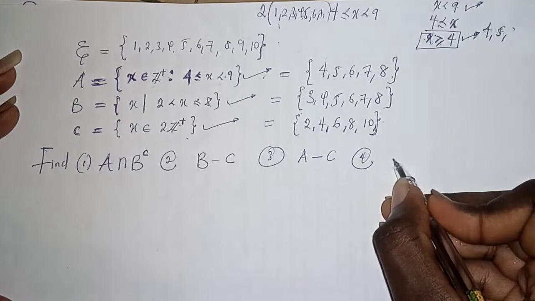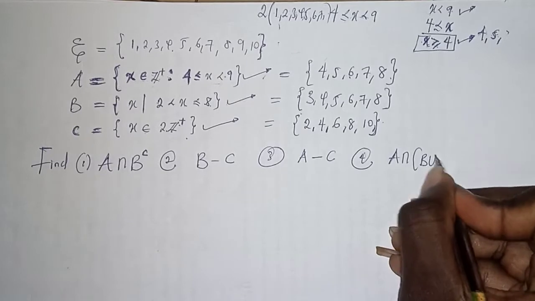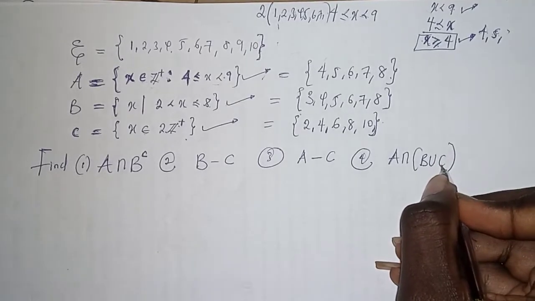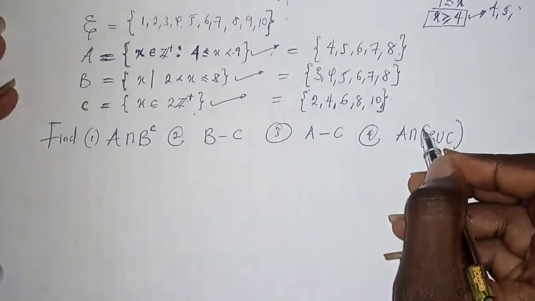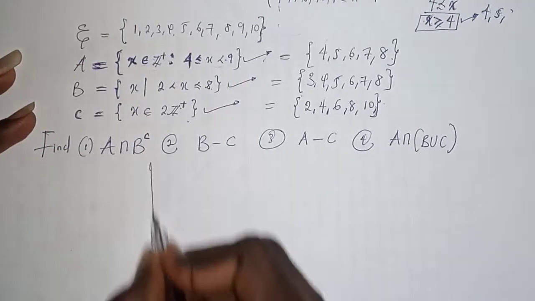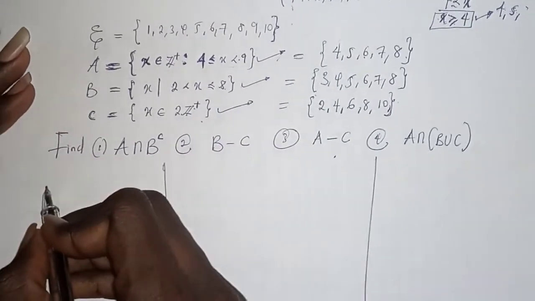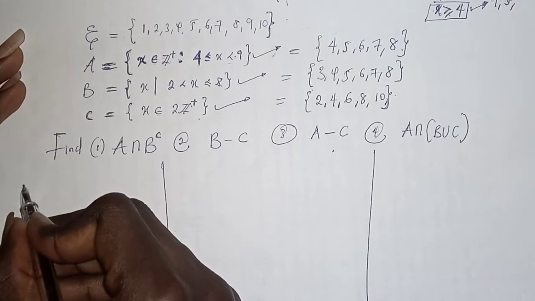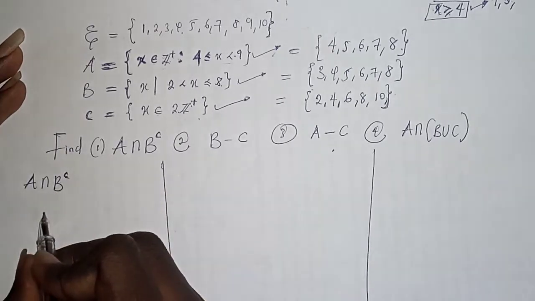Fourth one, let's say I ask you to find A intersection B union C. I don't want to form more questions, so let's just work with these four. Now the solution to this, let me divide it. The first thing we need to consider here is A intersection B complement.